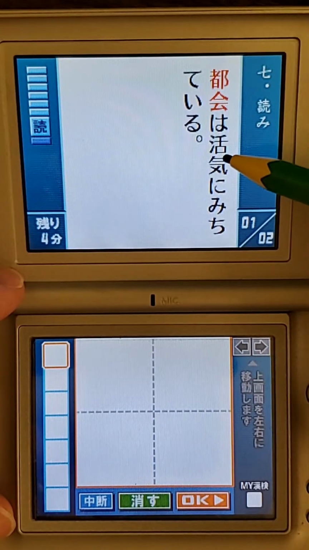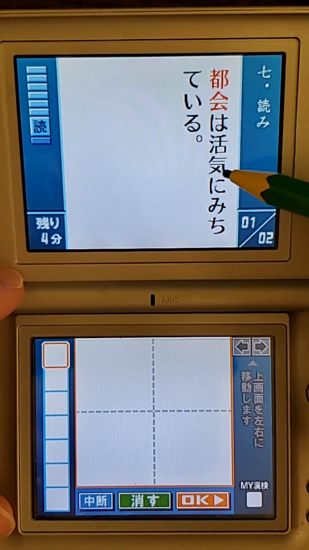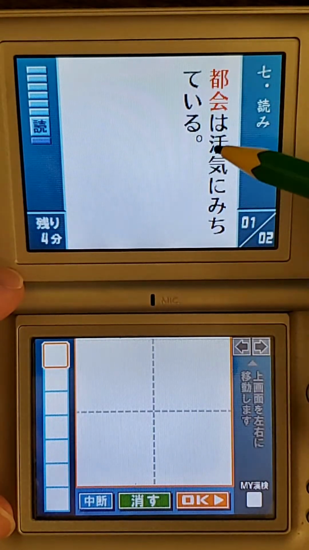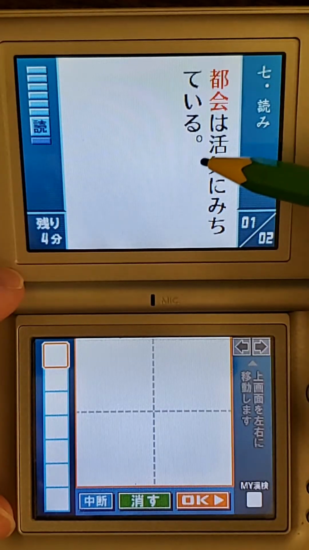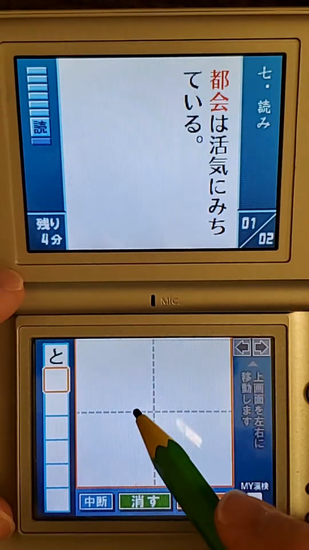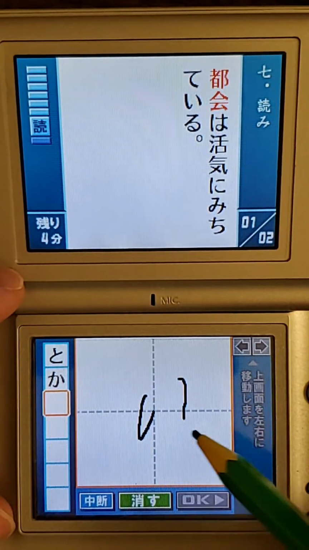Tokai wa. Katsuki. Kaki ni michite. Michiteiru. Not sure how the reading is there, but maybe something like that. Katsuki. I don't know. Anyway, tokai. That's what I'm doing. Tokai. Tokai.